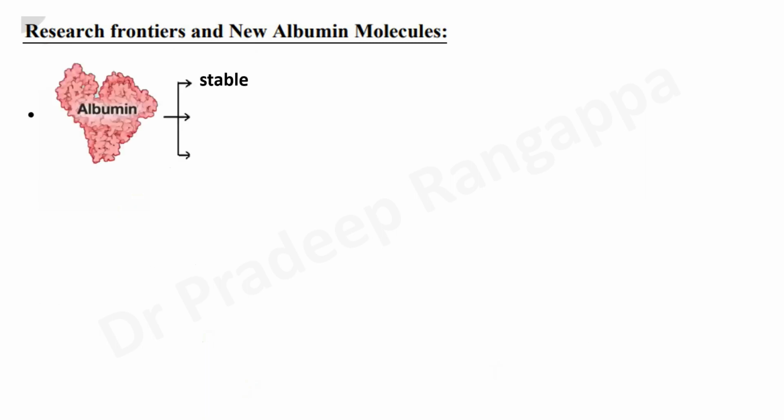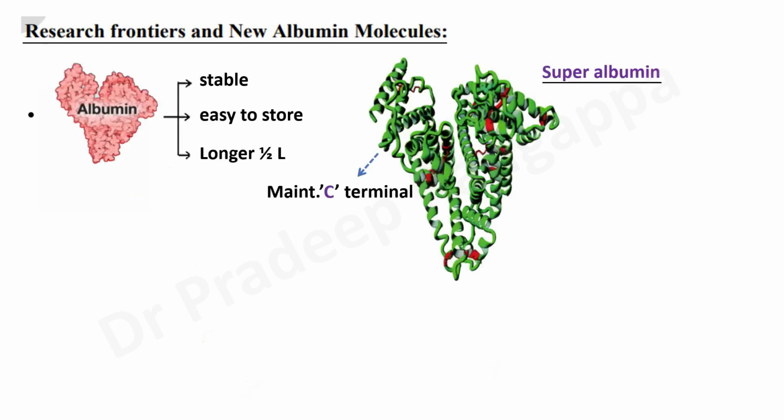So we need a synthetic sort of an albumin which is stable, easy to store, and with a longer half-life, because the half-life of albumin ranges from somewhere between 16 to 18 days or 20 days, after which the albumin disappears from the system. So we need a molecule which can remain longer in the blood. To that effect, there is research happening in developing a superalbumin molecule, because the half-life of the albumin is dependent on the C terminal.